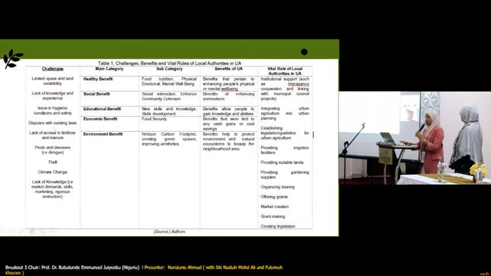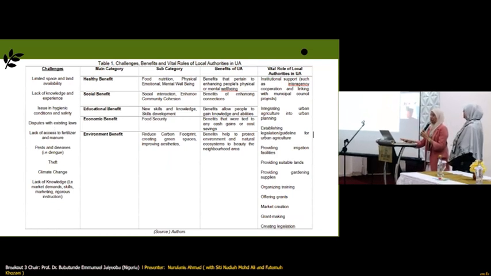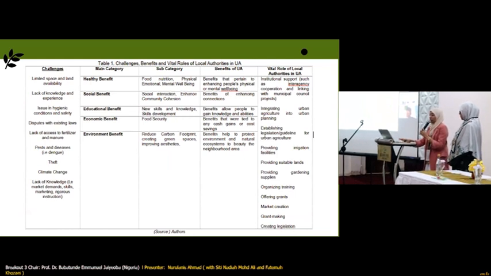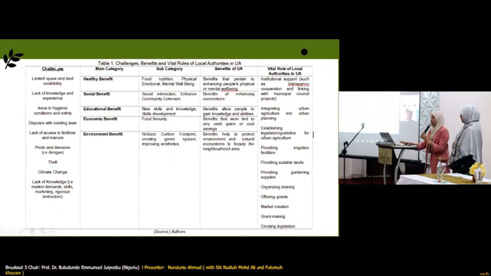In order to foster urban agriculture practice towards sustainable communities, the challenges, benefits, and the vital role of local authority need to be outlined. So from the various literatures, this is the list of challenges of urban agriculture practice, particularly in strata schemes housing.